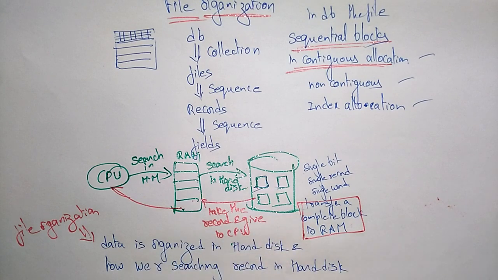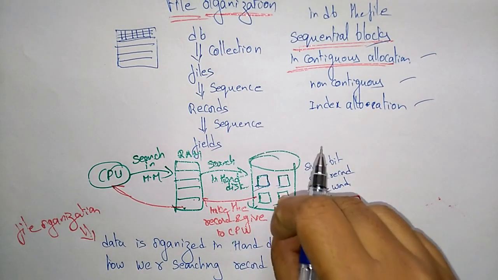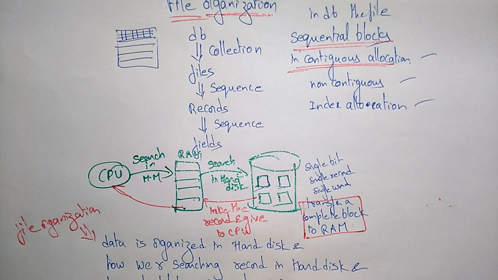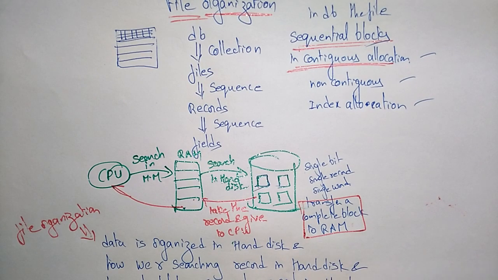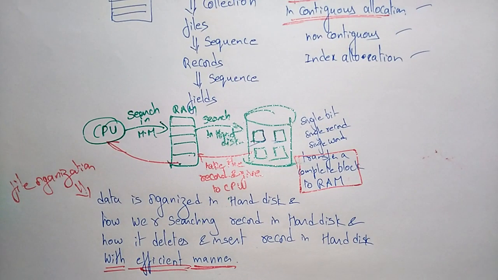If the CPU wants to get data, how is it going to search for a particular record in the hard disk, and how does it delete and insert a record in the hard disk in an efficient manner? This point we have to note: whatever operations the CPU performs on the hard disk, it is basically about the efficient manner, meaning which method is the most efficient.